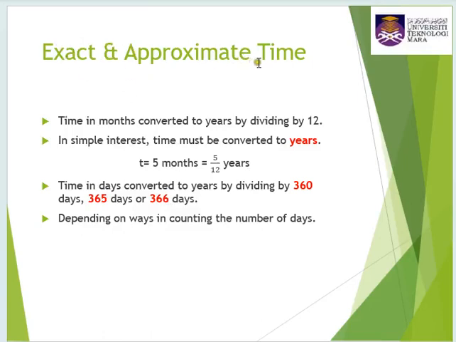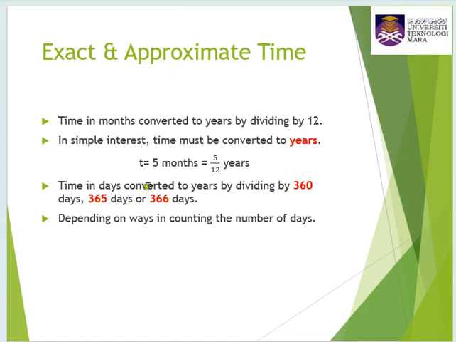Exact and approximate time. We already know that time is in years. So the time in months will be converted to years by dividing by 12. So if, let's say, you have 5 months, you have 5 divided by 12. Time in days will be converted to years by dividing by 360 days, 365 or 366 days. 360 days is based on the Banker's rule.